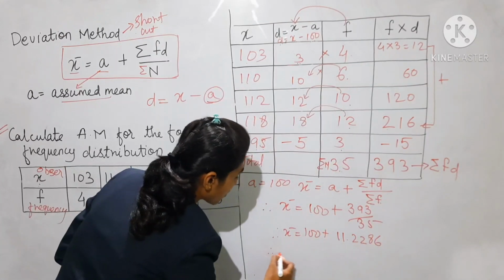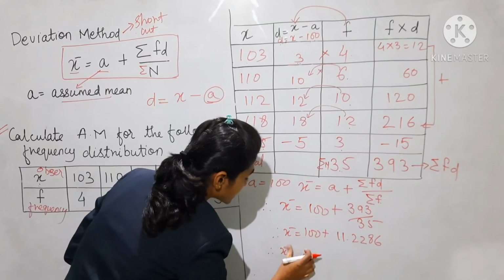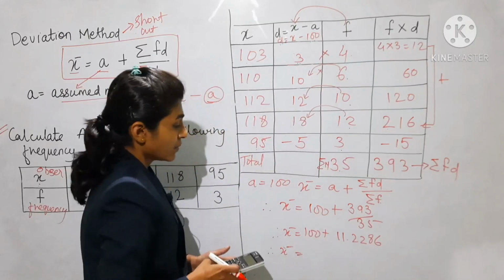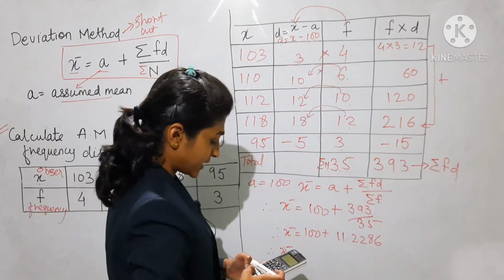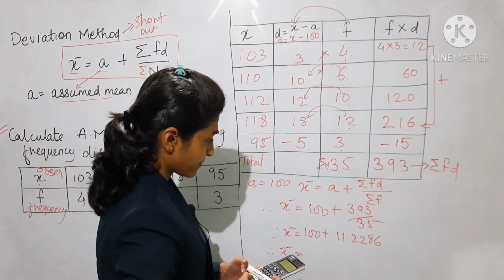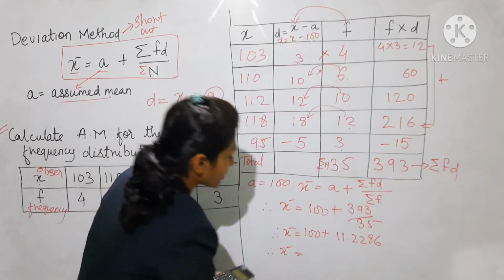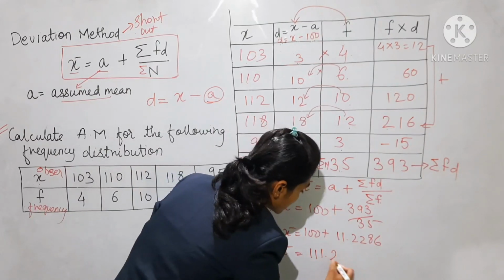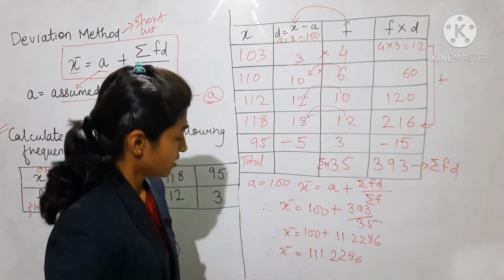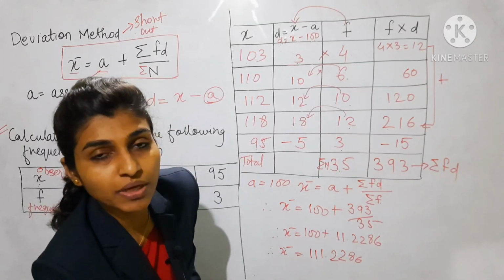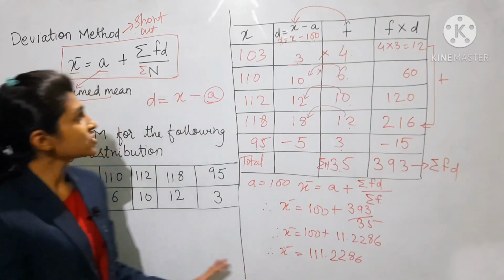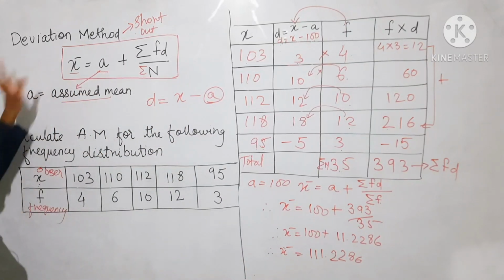So we get 11.2286. Therefore X bar is equal to 100 plus 11.2286. Add. So we get 111.2286. Okay, so if we find the arithmetic mean by the deviation method or by the direct method, the answer will be the same. Okay, so in this way we can find the arithmetic mean by the deviation method.